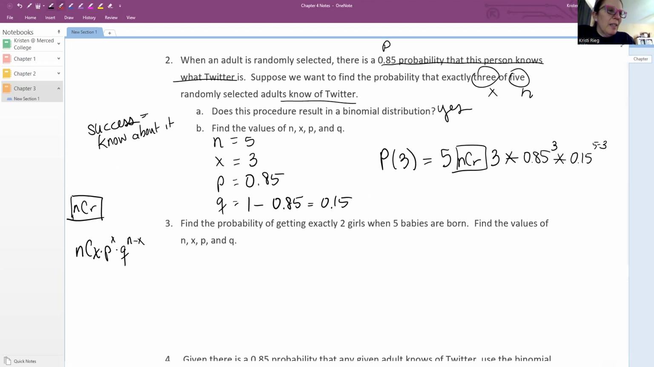Now, some people can get messed up entering powers on their calculator. And so when it's simple like this, and most of the time it'll be pretty simple for the powers, I just do it in my head. 5 minus 3 is 2. So I'm just going to type 2 into my calculator.